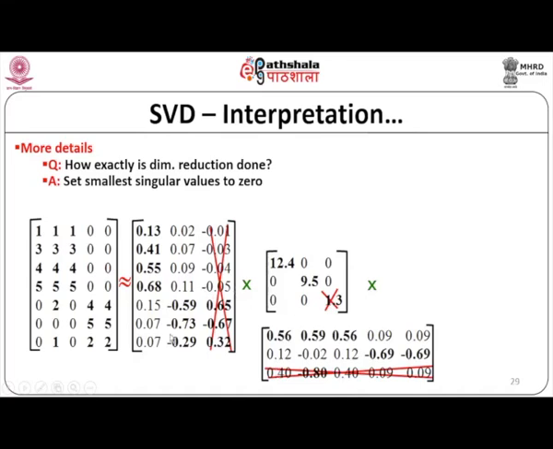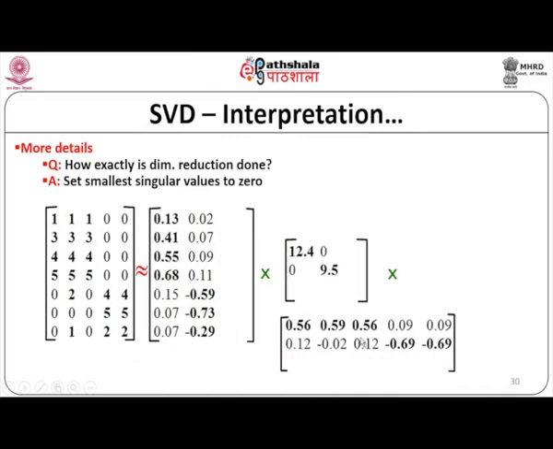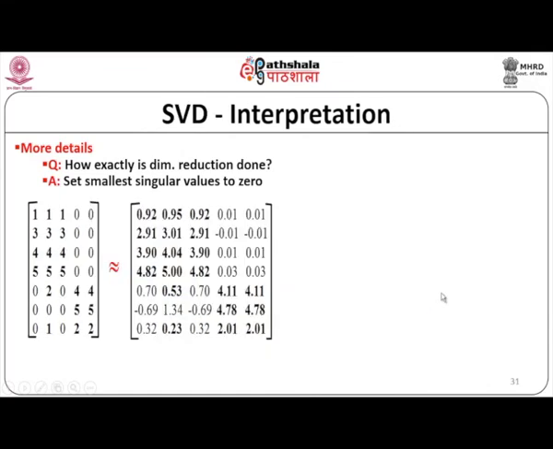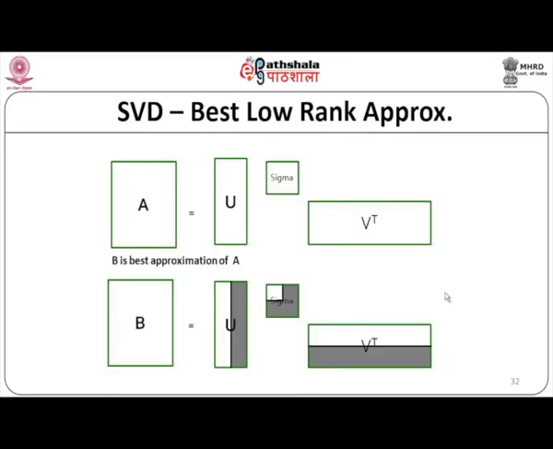Originally the U matrix is 7 by 3, this matrix is 3 by 3 and this matrix is 3 by 5. Now, having reduced one column, it becomes 7 by 2, this matrix becomes 2 by 2 and this matrix becomes 2 by 5. So, this is where exactly the dimensionality reduction happens, and this is essential for analytical purposes, because we need to identify the essential components and use them for analysis.